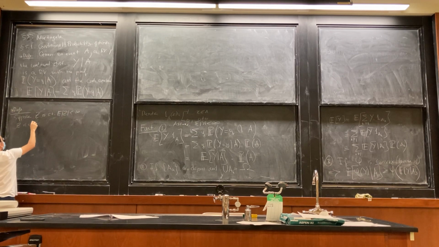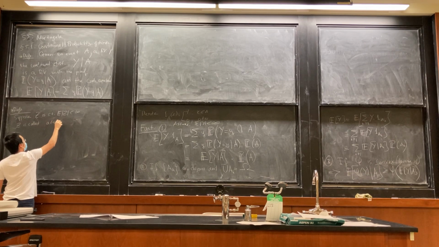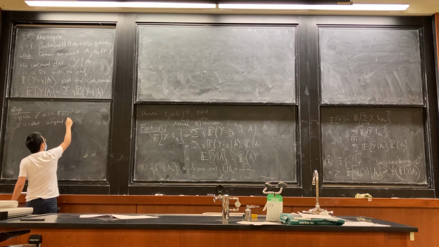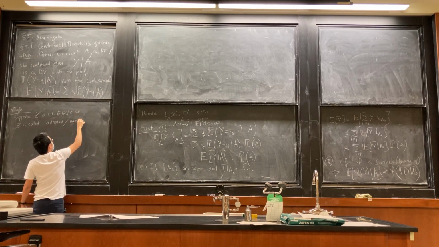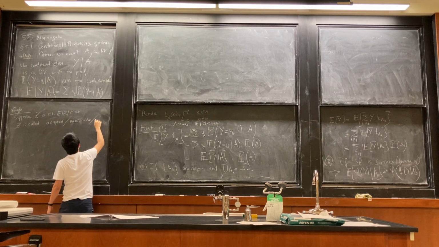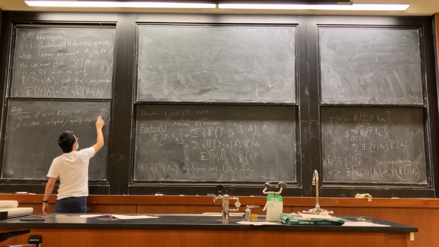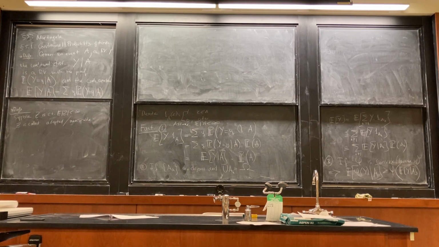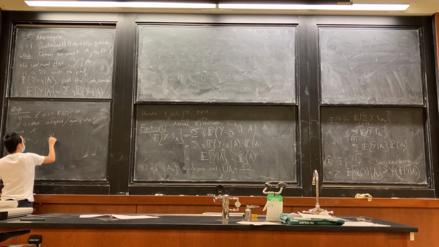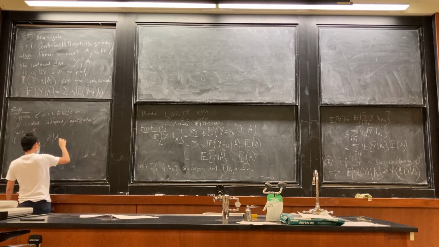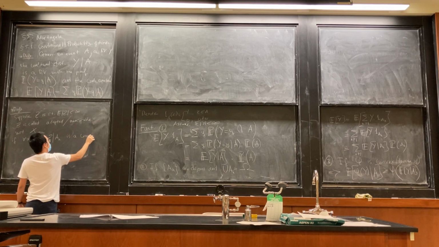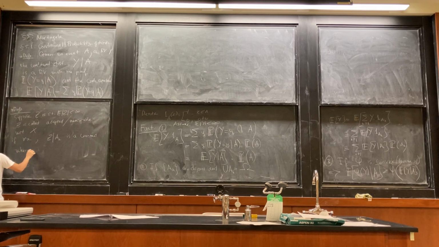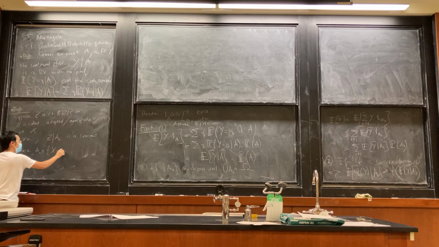Then Z is called adapted, which is also known as measurable, with respect to a random variable X, if for all x, I have Z conditioned on A_x is a constant, where I denote A_x as the event when X is equal to x.